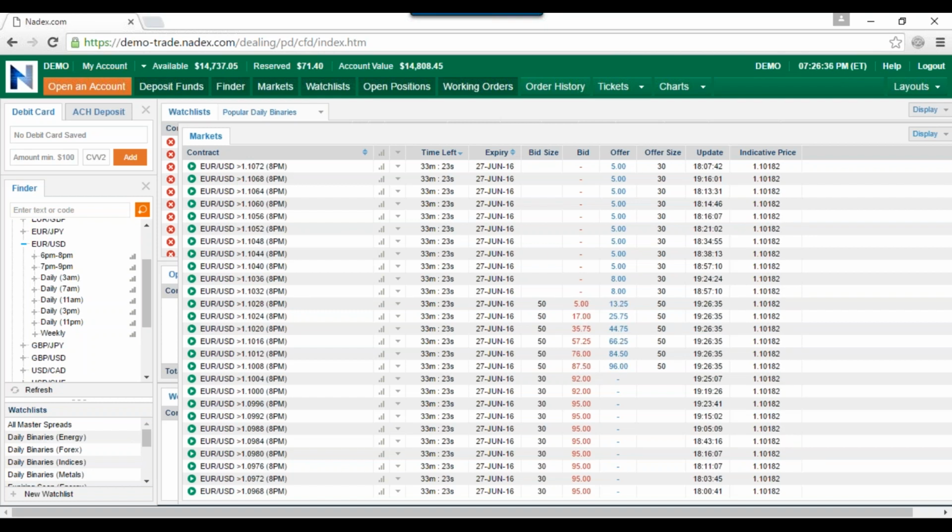It might be a 0-tick move if it's coming closer to expiration. Binaries are not priced with ticks. It's a simple yes or no. Is it above this particular price at expiration?